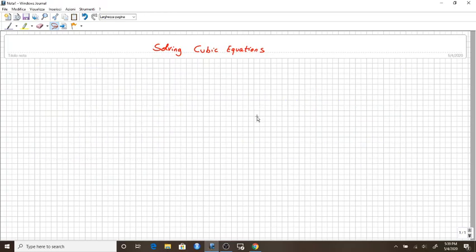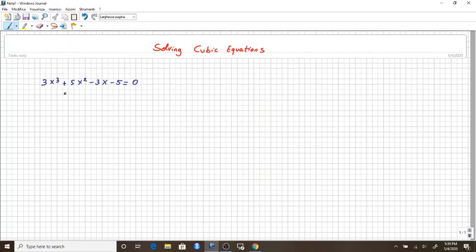Okay, let me give you another problem. Let me write it down. We have 3x cubed plus 5x squared minus 3x minus 5. Okay, so again try to do this by yourself, okay? And then check with me.